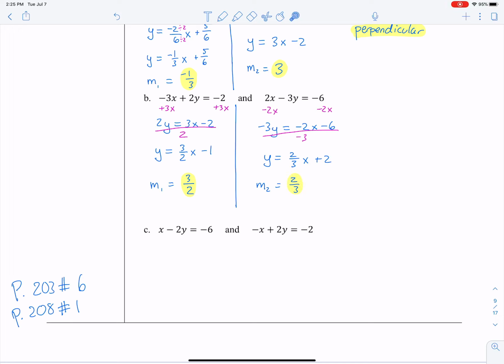So now I'm going to compare these two slopes. Here I have 3 over 2, and here I have 2 over 3. They're flipped, but this is positive and this is positive, so there's no sign change. That means that these are neither. They're not perpendicular and they're not parallel.